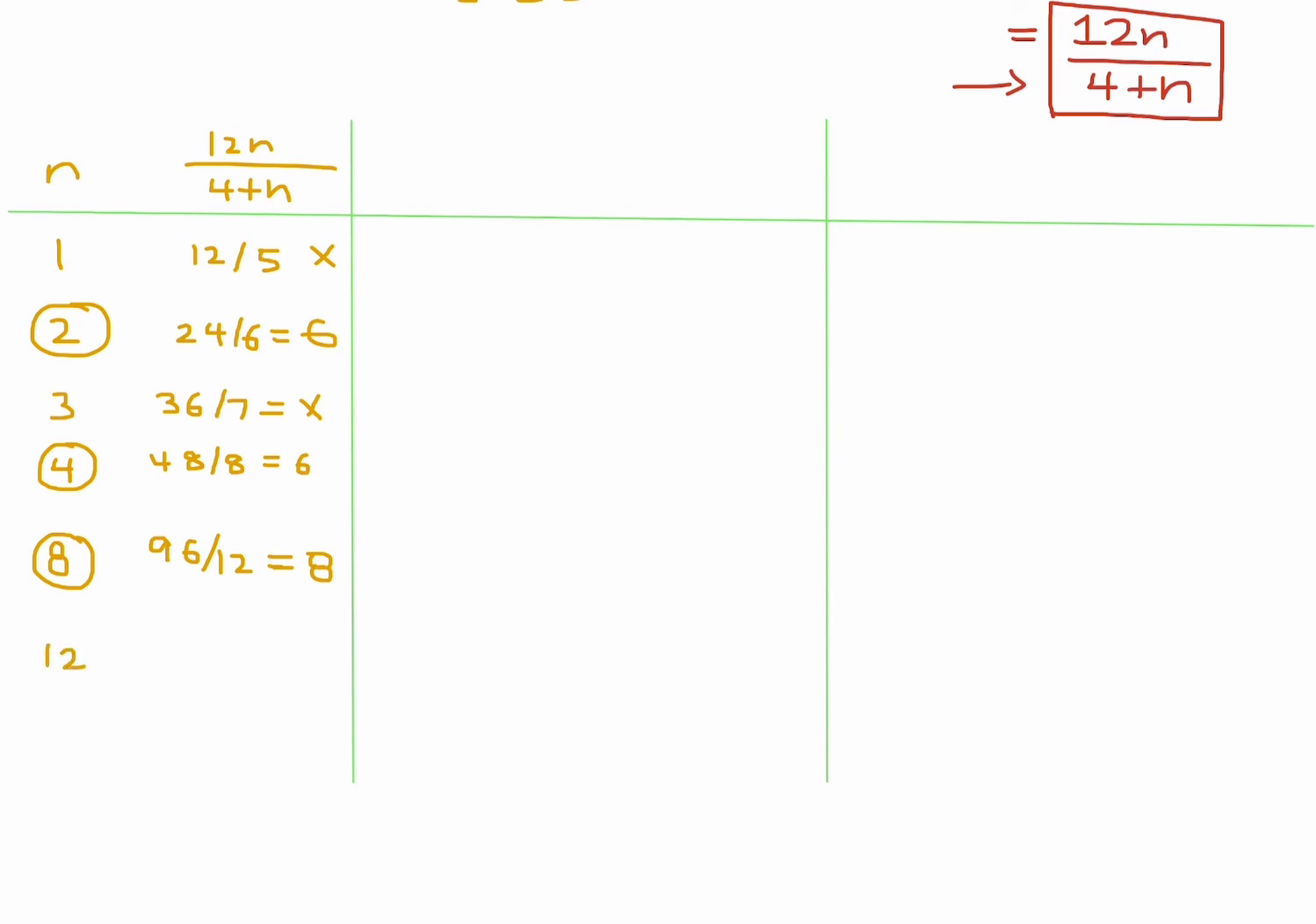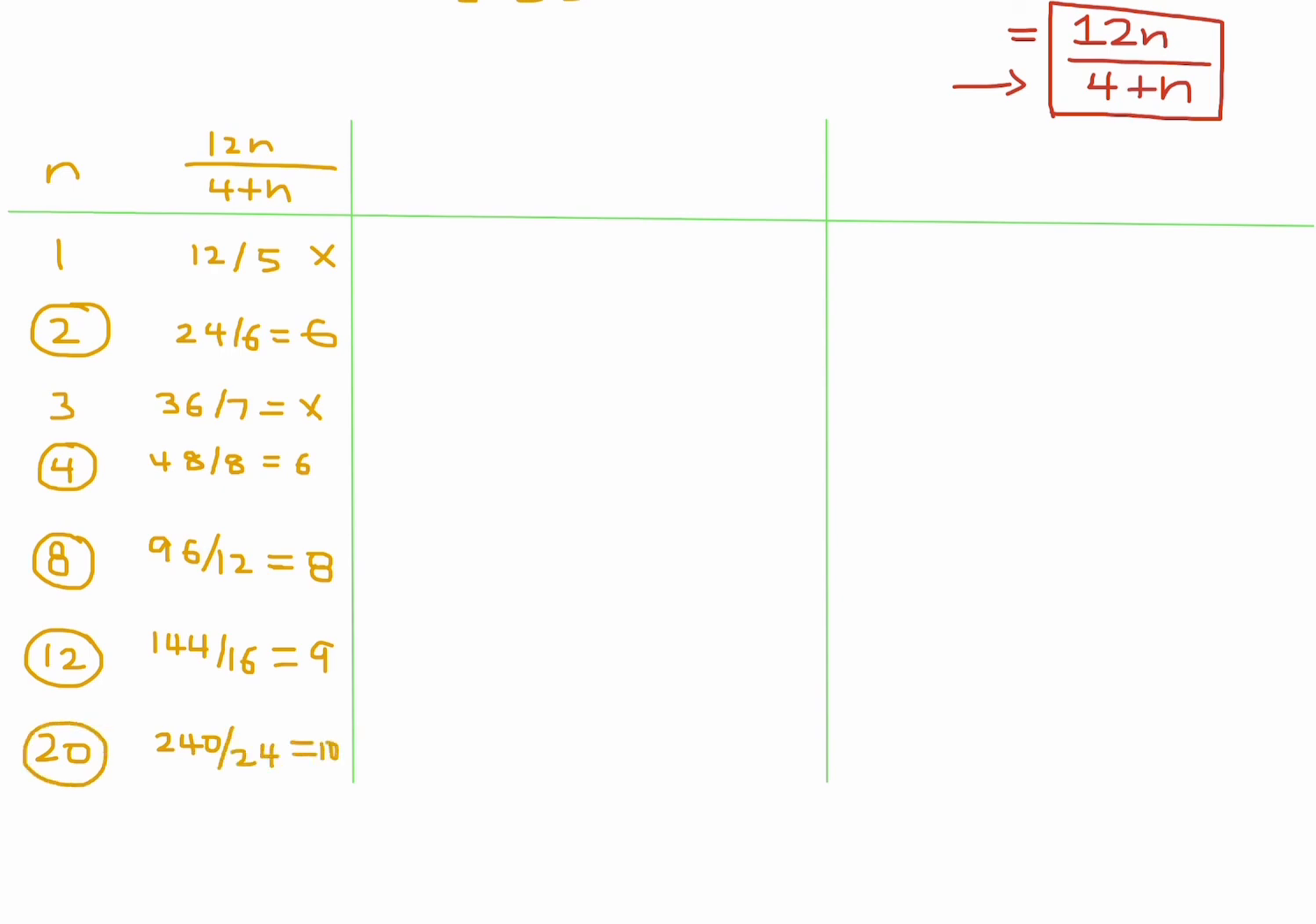The next one that works is 12 for the value of n. It gives you 144 over 16, which is equal to 9. 9 is, of course, an integer. The next one that works after a lot of numbers that don't work is 20. You have to get all the way up to 20. 240 over 24, and that's 10.